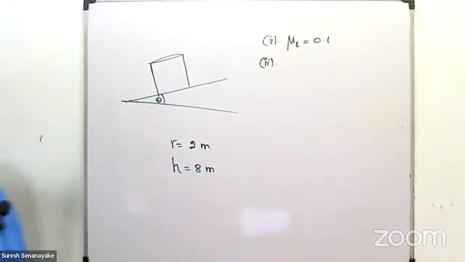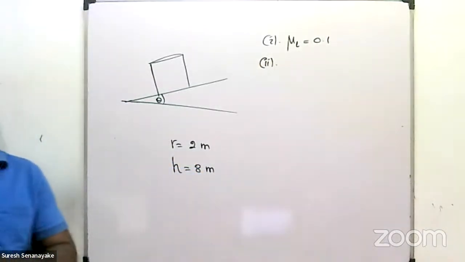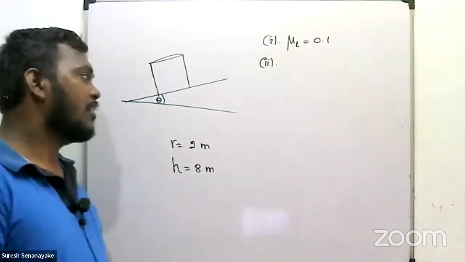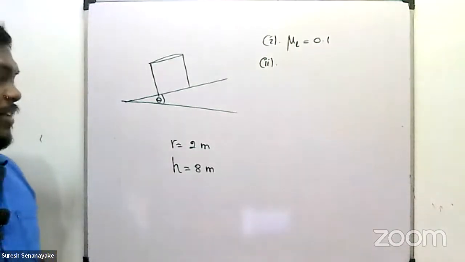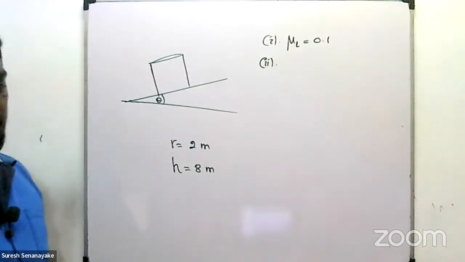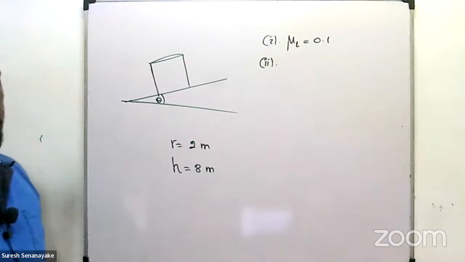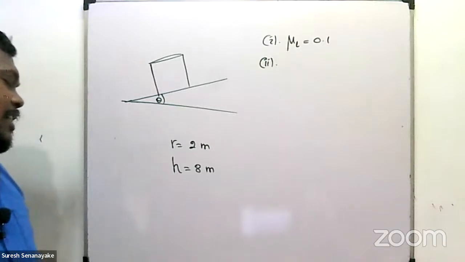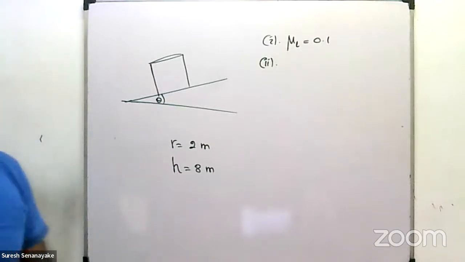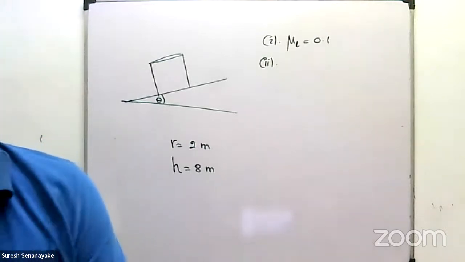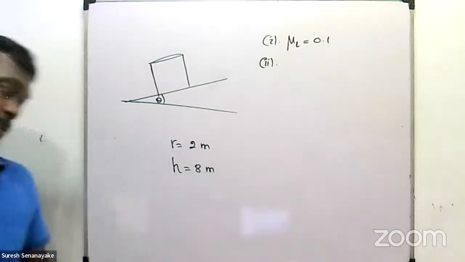The second part: if there is enough roughness, at which value of theta does the cylinder start rolling down? This is what I quickly wrote.